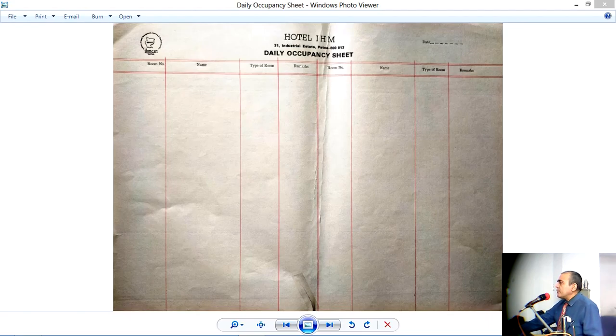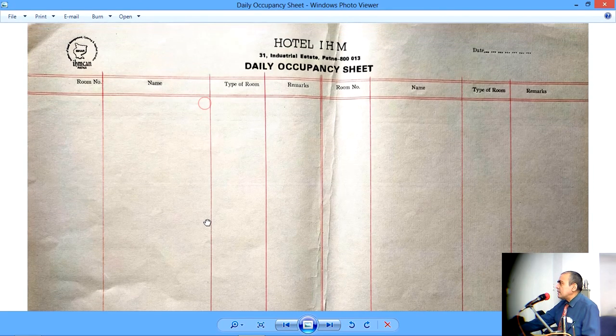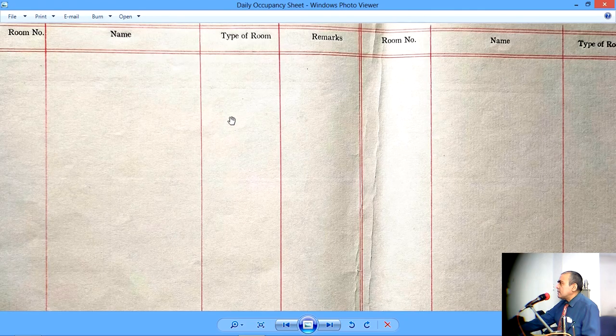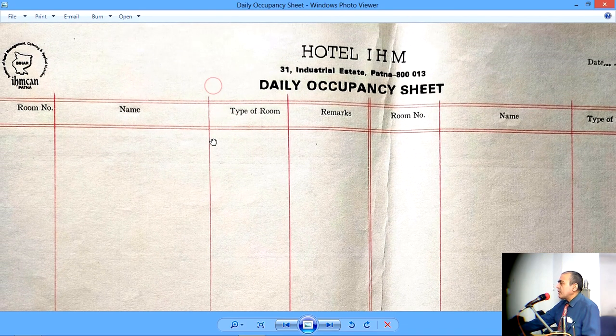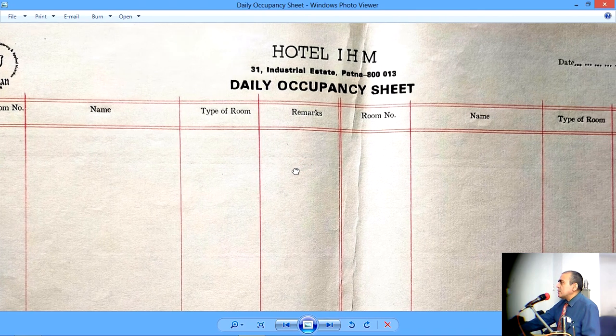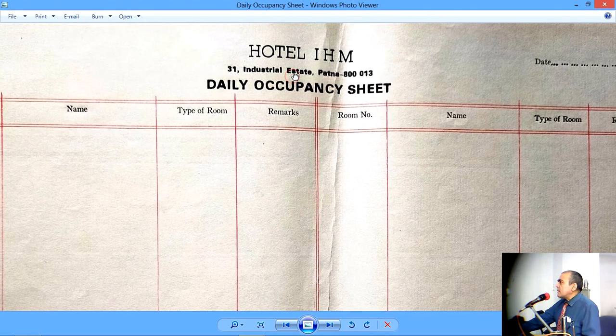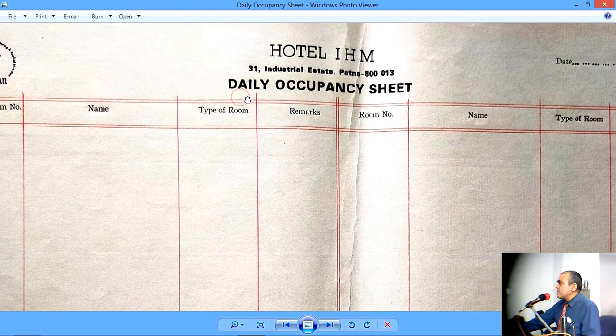I'm here with a video on a front office document called Daily Occupancy Sheet. Allow me to zoom in so that it's visible quite clearly to all of us. This is a format printed by our college, IHM Patna, and the title of this document is Daily Occupancy Sheet.